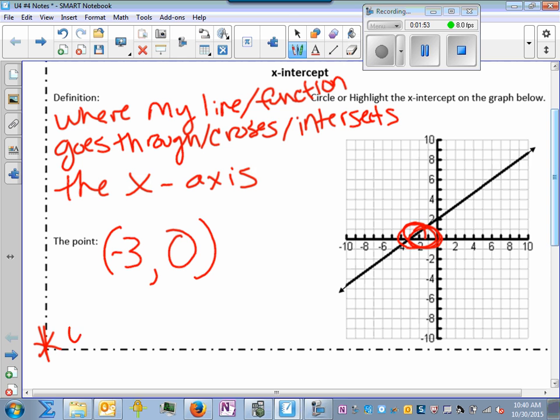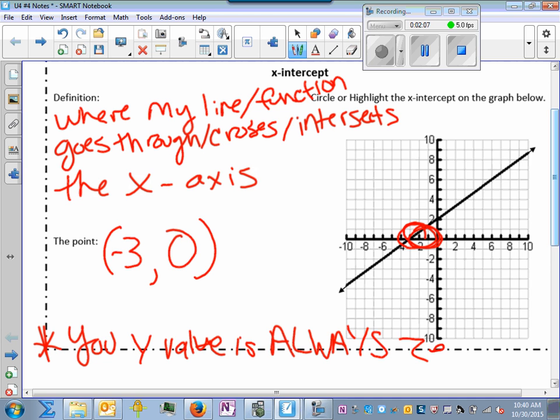Your y value is always 0 for your x-intercept. So if it's a y-intercept, we'll get there next. So your y value is always going to be 0 for your x-intercept. If you're looking for x, y is 0.